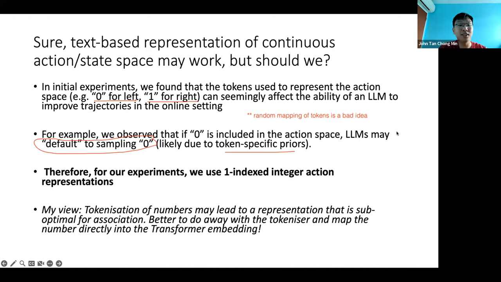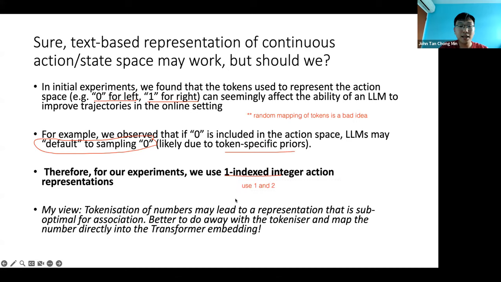So they just did 0 for left. You can see that the model keeps selecting 0, likely because 0 keeps appearing in a lot of datasets online. So maybe this is why it's defaulting to 0. Okay, so instead of 0 and 1, they use 1 and 2.